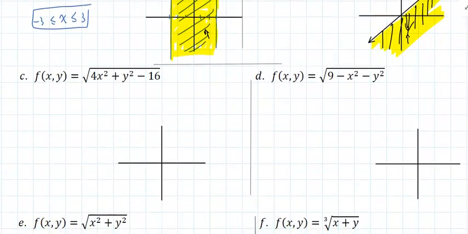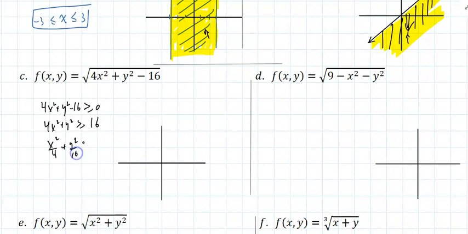How about this graph? Well, this one we know. If I take 4x squared plus y squared minus 16 and say that must be bigger than or equal to 0, this is saying 4x squared plus y squared must be bigger than or equal to 16, or x squared over 4 plus y squared over 16 must be bigger than or equal to 1. So 2 in the x, 4 in the y.